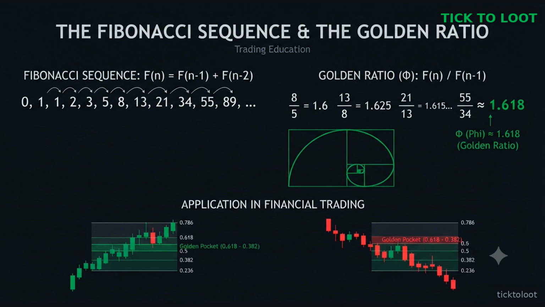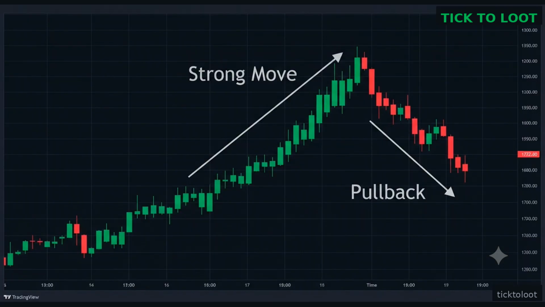Fibonacci is a mathematical sequence that appears in nature, from the arrangement of leaves on a stem to the branching of trees. This sequence also appears reliably in financial markets, and that's what we're going to explore today. The Fibonacci sequence is a series of numbers where each number is the sum of the two preceding numbers, starting from 0 and 1. In the markets, after a strong move, price often pulls back before continuing the trend.